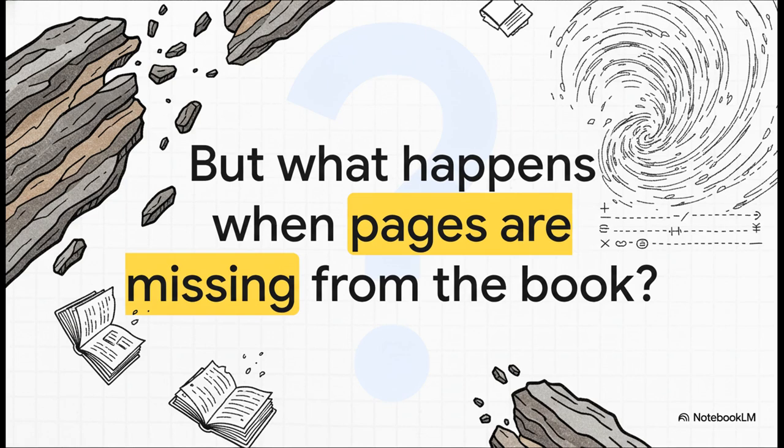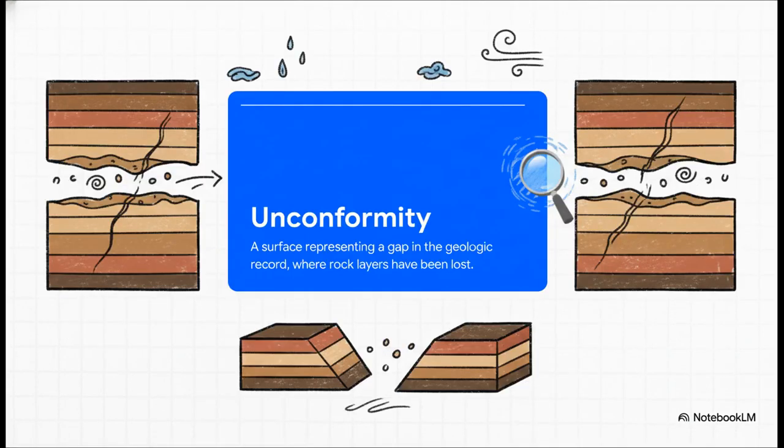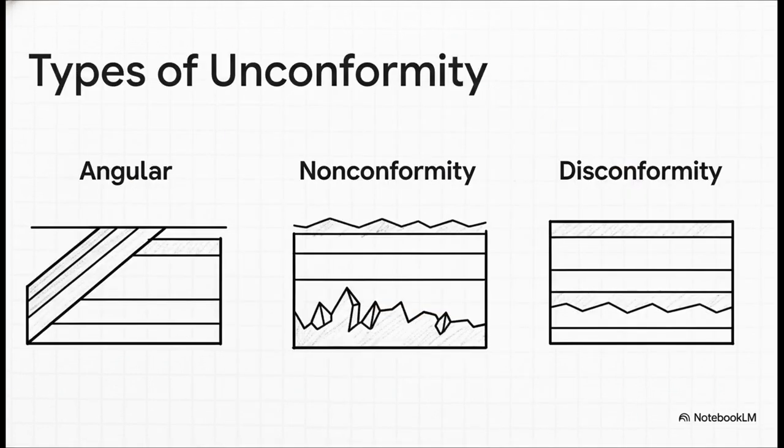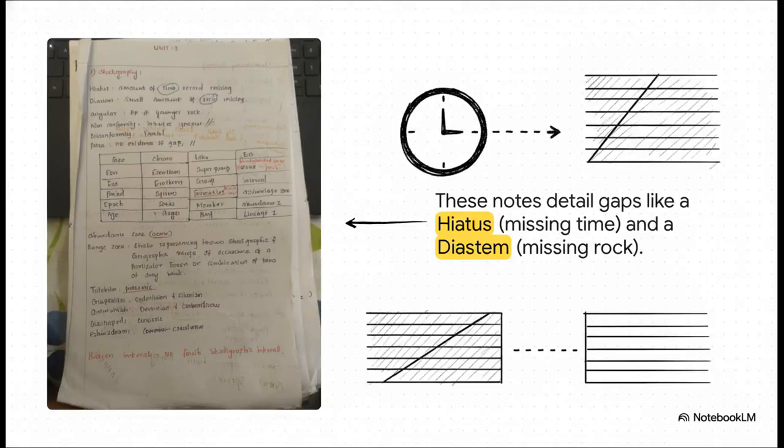But, it's not a perfect book. Sometimes whole pages are just gone, ripped right out. Geologists call this an unconformity. It's a gap in the timeline, usually caused by erosion. And these gaps show up in a few different ways, telling different stories about what happened. You can have a gap in time, called a hiatus, or a gap in the actual rock, called a diastem.